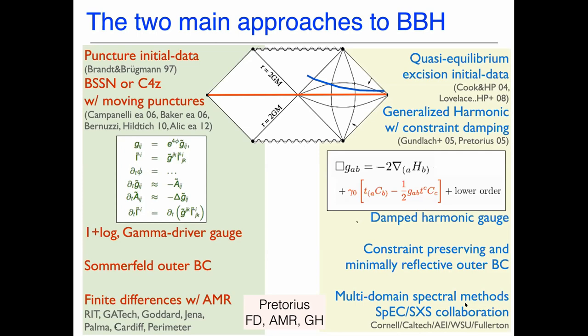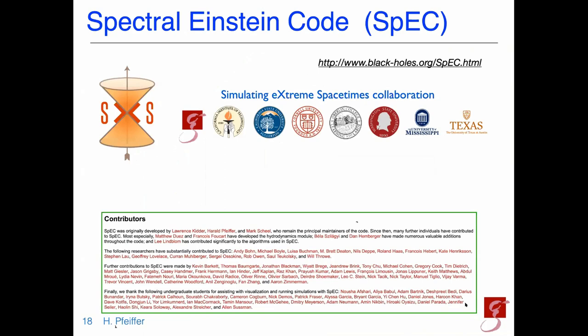I have a few slides about the SpEC code, mostly to show you a few more images and also to emphasize that numerical relativity codes are big things. SpEC is developed by the Simulating eXtreme Spacetimes collaboration, and the code is about 600,000-700,000 lines long and has seen contributions by some 50 people or so over the last 20 years.